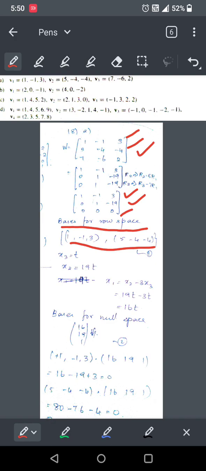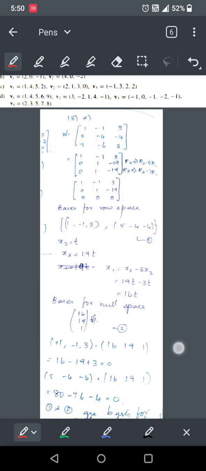And as there is one free variable, it corresponds to x3. So usually we'll be considering it as a variable t, and express x2 and x1 in terms of t. So here we are getting x1 as 16t, x2 as 19t, and x3 as t. And the basis for null space will be 16, 19, 1 in a column. So here usually t will be written for the case of the solution, but for the case of basis we won't write t. We'll be considering the vector alone.